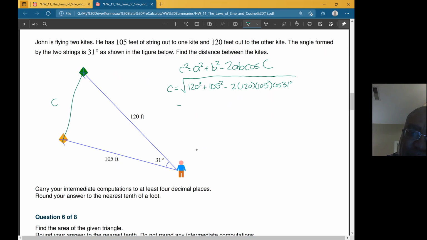And the reason I went ahead and wrote it like this is because you can literally put what I have here in your calculator like this, and you'll get the answer. So it simplifies what all you have to do. So square root of 120 squared plus 105 squared minus 2, 120, 105 cosine of 31. Boom. And I get, rounded to the nearest tenth of a foot, 61.8 feet. 3 steps.